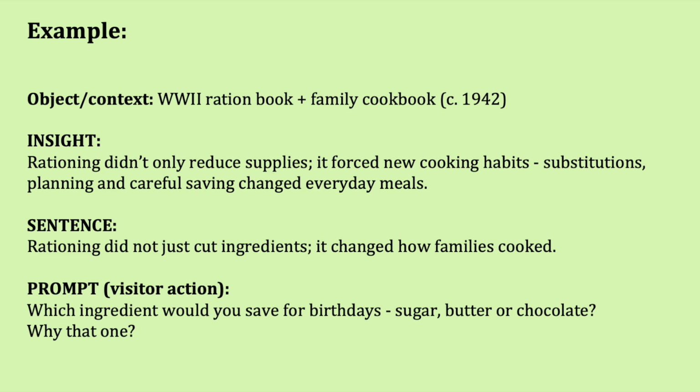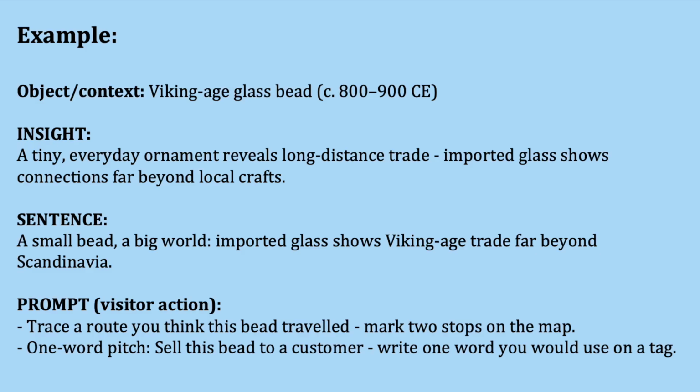Another example can be, let's say you have an object, you have a Viking Age glass bead, for example, maybe from around early Viking Age, maybe 800 or something. Then you have an insight. Again, the meaning from your historical fact. So a tiny everyday ornament reveals long-distance trade. Imported glass shows connections far beyond local craft. That's the insight you got from your historical research.